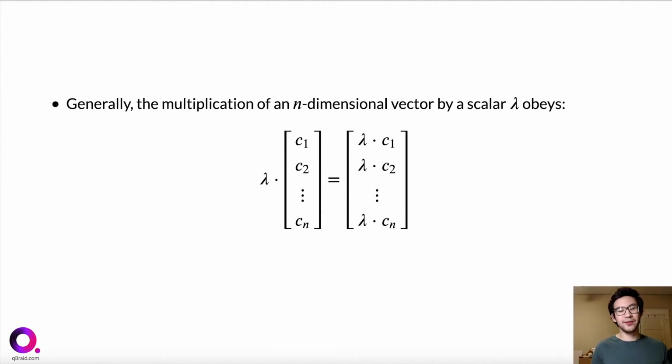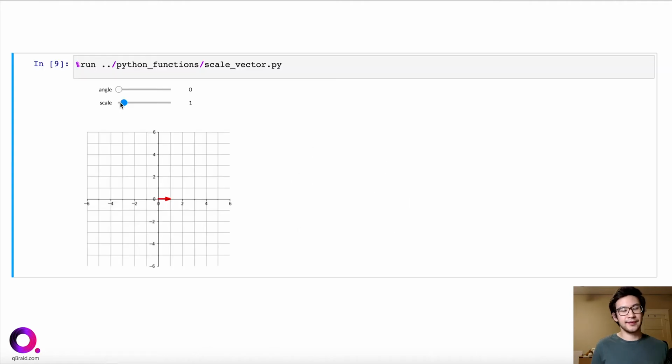And now more generally, the multiplication of an n-dimensional vector by some scalar lambda obeys the following rule. And now to give you just a little bit of extra intuition of how vectors behave geometrically, at least in the 2-dimensional setting of real vectors, I will ask you the following question.